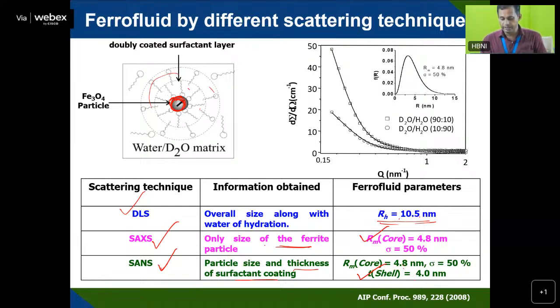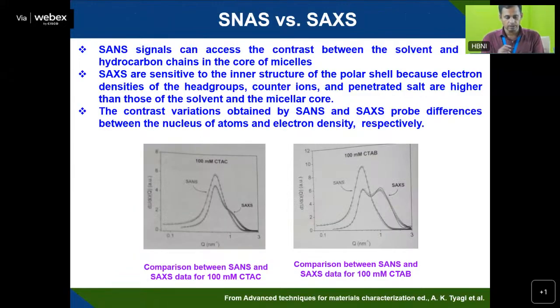Here you are getting 8.8 nanometers from SANS data. By fitting the SANS data, you can see both the core information as well as the shell information, since SANS gives both the core as well as the shell information. So here is another example, if you go for a SANS study.